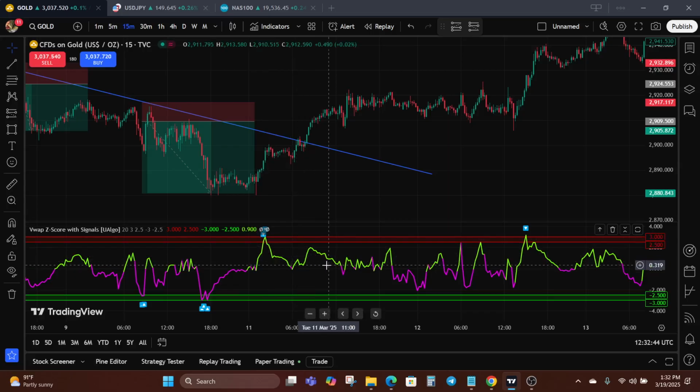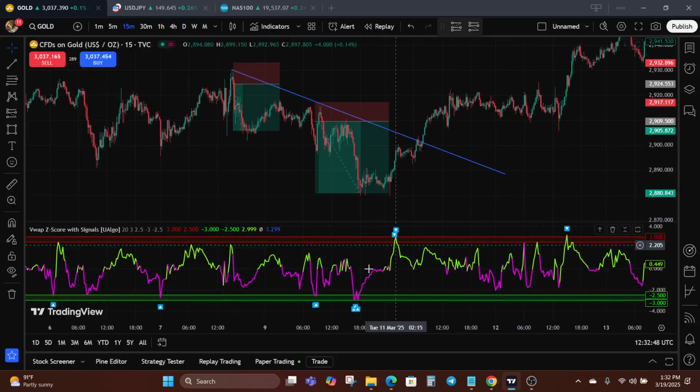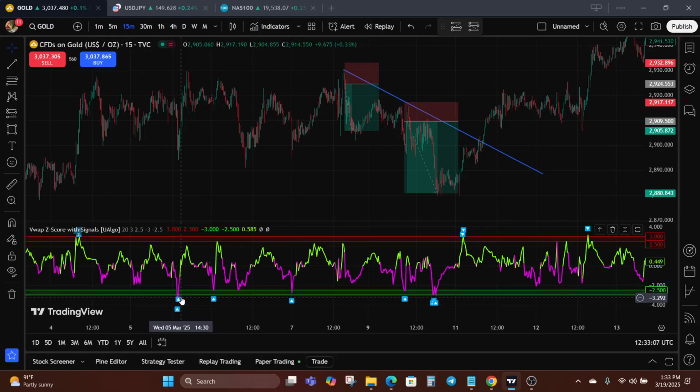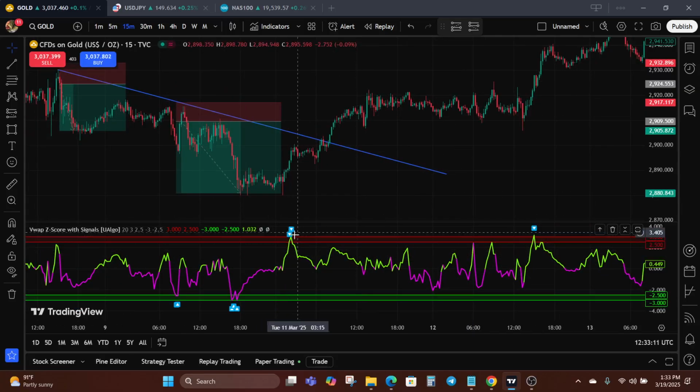All right, and you will notice that most of the times when these precise buy and sell signals come, it is usually when the indicator line enters the extreme zone. When it entered this extreme red zone, we got a precise sell signal. When it entered the extreme green zone, we got a precise buy signal. Here again, precise buy signal. Same with here. So when it enters the extreme zones, that's when the indicator gives you these precise buy and sell signals.